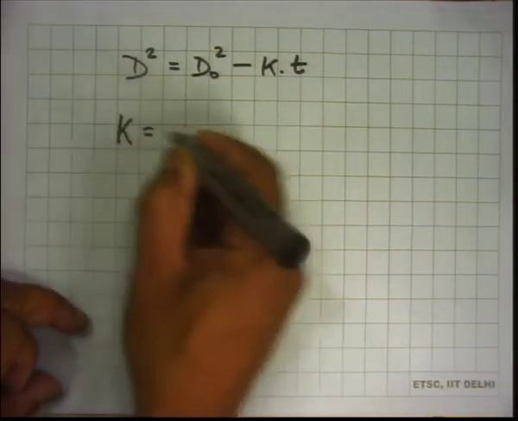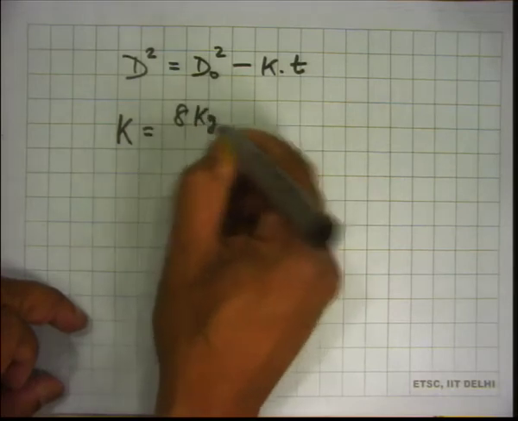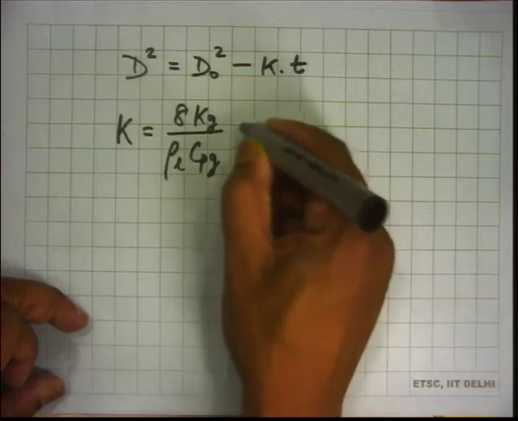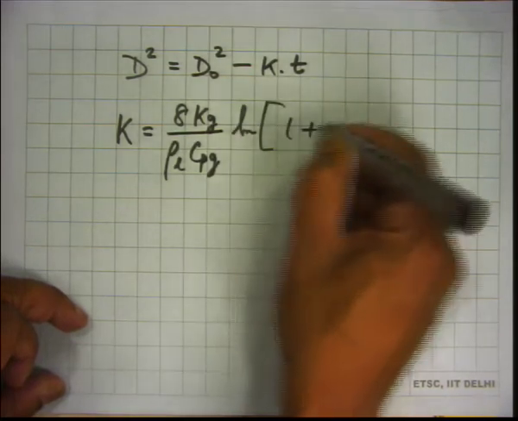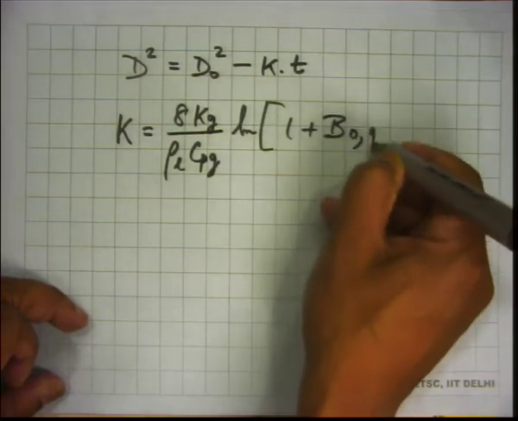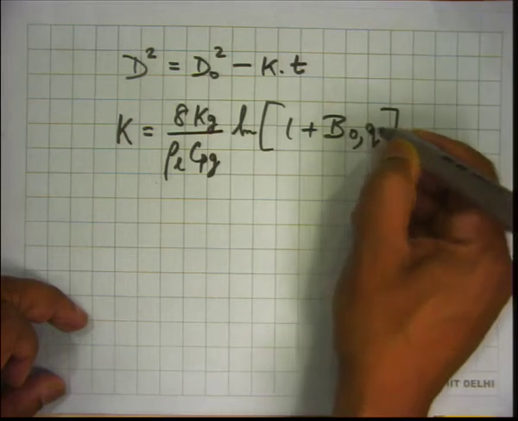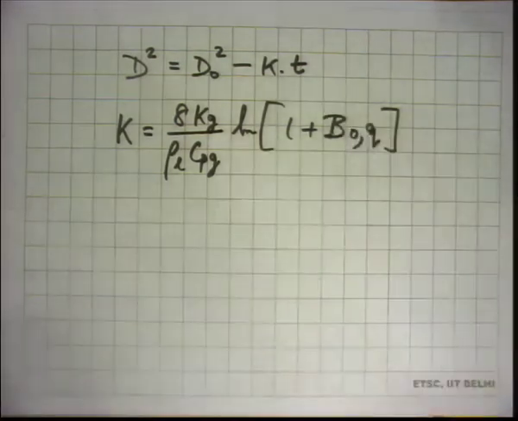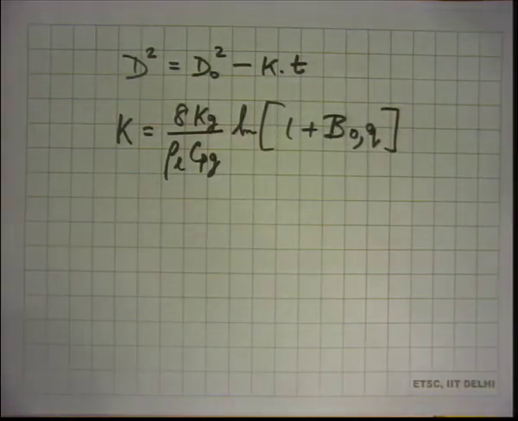And this K is... so this expression is also similar to what we got for droplet evaporation. But the B value is of course different. The expression for B is of course different in this case.